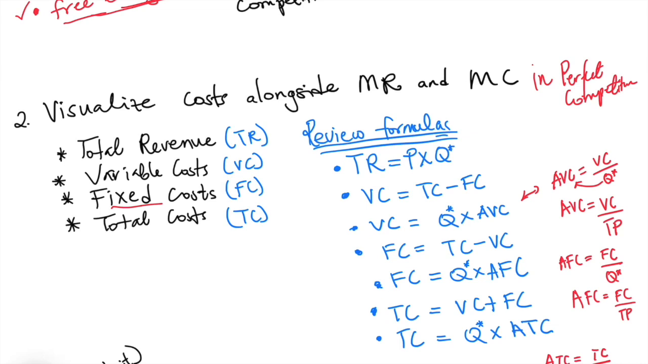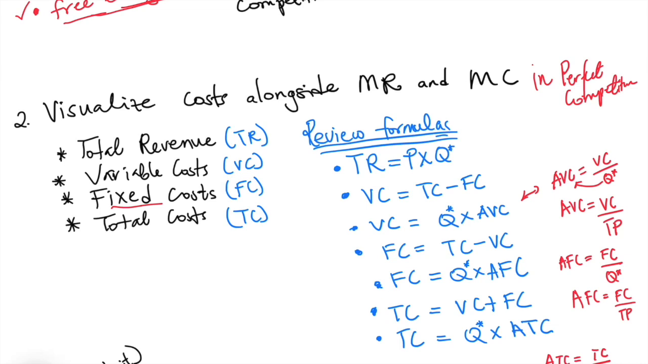How is that possible? Well, think about this. To get your average variable cost, you need to divide variable cost by Q star. And so if you multiply Q star by average variable cost, you have variable cost. In certain books, instead of Q star, they write TP, total product. It's the same thing. Total product is the same thing as Q star. Okay. Now, to get fixed cost, we take our total cost and we subtract out variable cost. Fixed cost can also be written as Q star times AFC, average fixed cost.